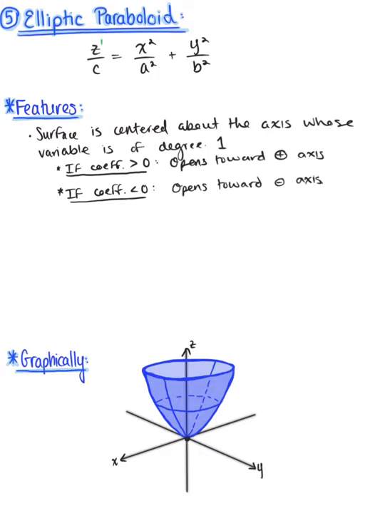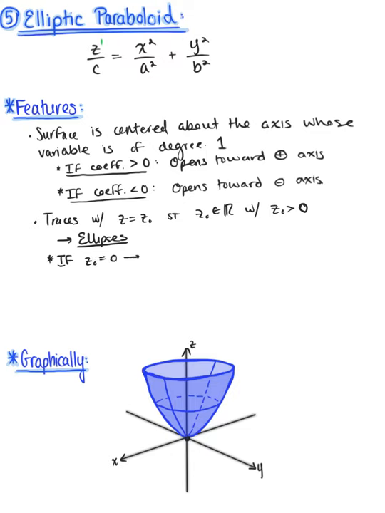Now, while we're talking about this z, let's think about some of the z traces. So we can say that traces with z being equal to z naught, where z naught is a real number strictly greater than 0, these traces are ellipses. And a couple of little additional notes here. We have that if z naught is equal to 0, we have a vertex or singleton point at the origin.